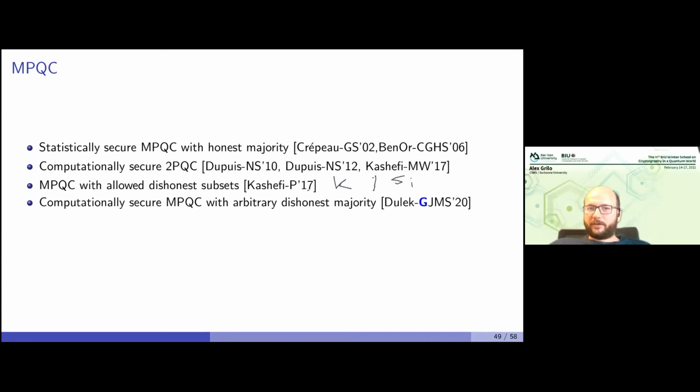So for example, there are some subsets of these parties for which, if you have this set Si in this allowed subset, then the protocol will be secure. But if you have some set of adversaries that's not in this allowed set, then the protocol could completely fail, like the security proof completely fails.